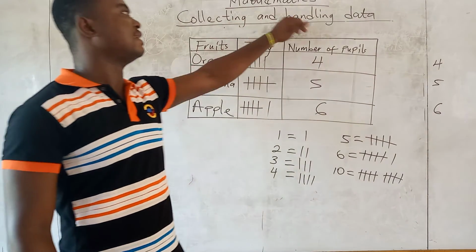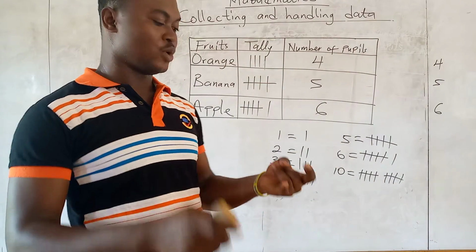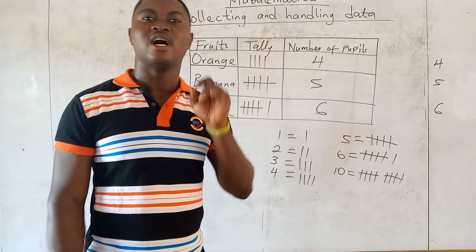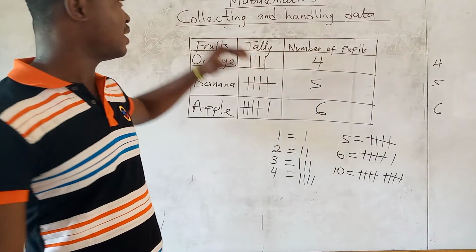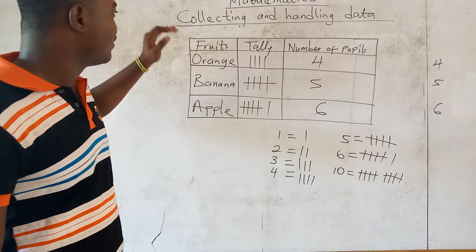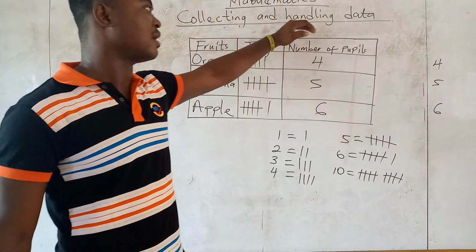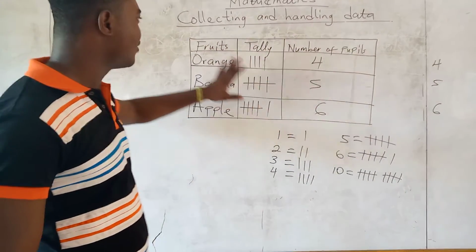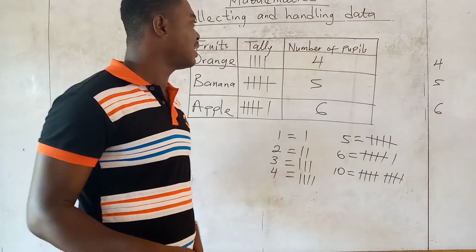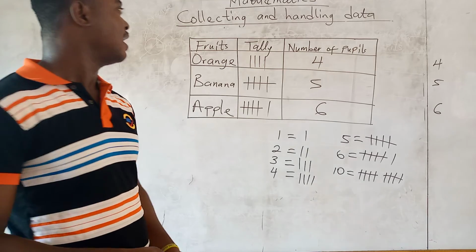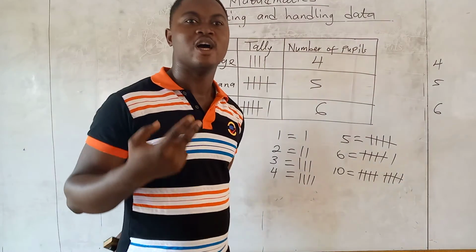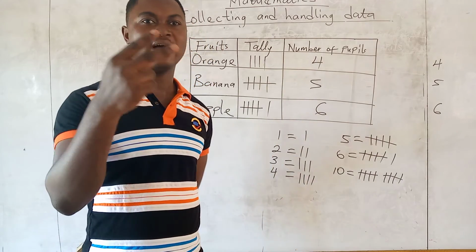Under collecting and handling data, we were looking at what data is, how to collect data, how to represent your data in a tabular form. Now in this table, we have looked at the fruits that some students or some people are interested in, and then we have represented it on the table nicely. Now we will meet in another lesson where we are going to look at how to represent data in a graph form, and then on a pictograph too.